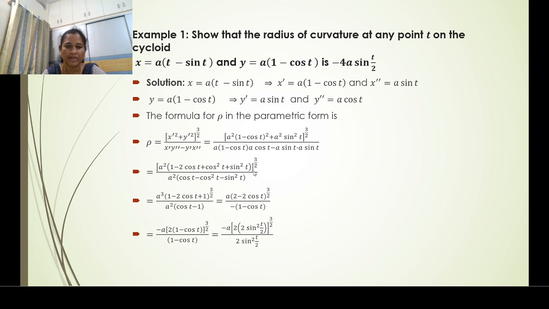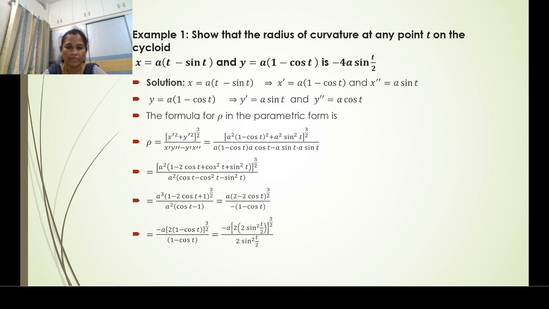Then in the next step, a square to the power of 3 by 2, here the 2 and 2 cancel, we get a cube. Then 1 minus 2 cos t plus cos square t plus sin square t. It is a basic trigonometric identity, its value is 1, to the power of 3 by 2. In the denominator a square we have to write the same. Then take the negative sign common from cos t, and once again we get cos square t plus sin square t, its answer is 1. Okay, next, a cube is there.